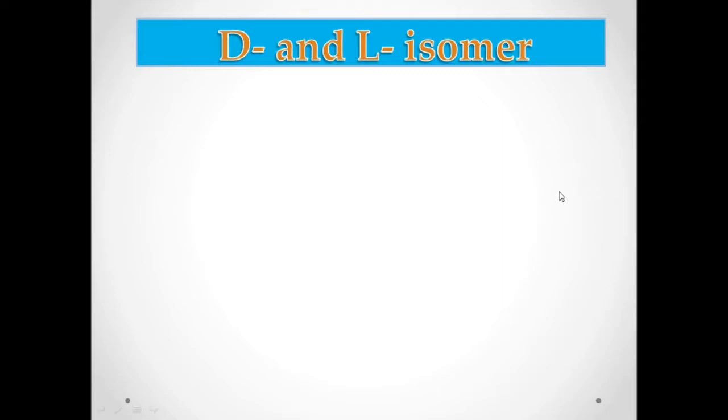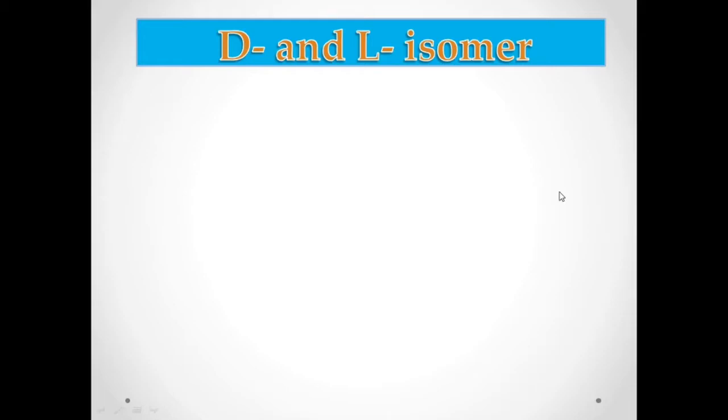Okay, now let's move to the D and L isomer. So how do we know that this sugar is a D and this sugar is an L isomer? So I have here an example of one of the simplest monosaccharides, which is glyceraldehyde. Remember that glyceraldehyde is the only simplest monosaccharide to have the D and L isomer because it's the only simplest monosaccharide that contains a chiral carbon.